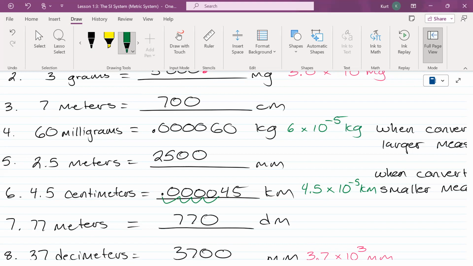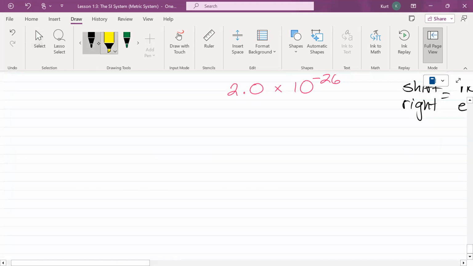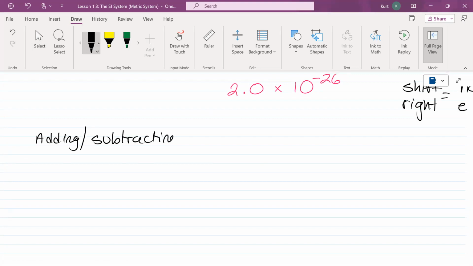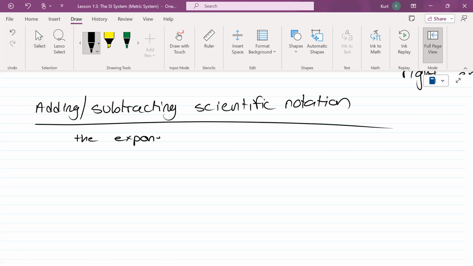Okay. Got a few more minutes here. I want to show you guys what to do when you're adding and subtracting scientific notation. This will get you set up for your worksheet. I got about 4 minutes, so I got to get this out to you. When you're adding and subtracting, the exponents must be the same.